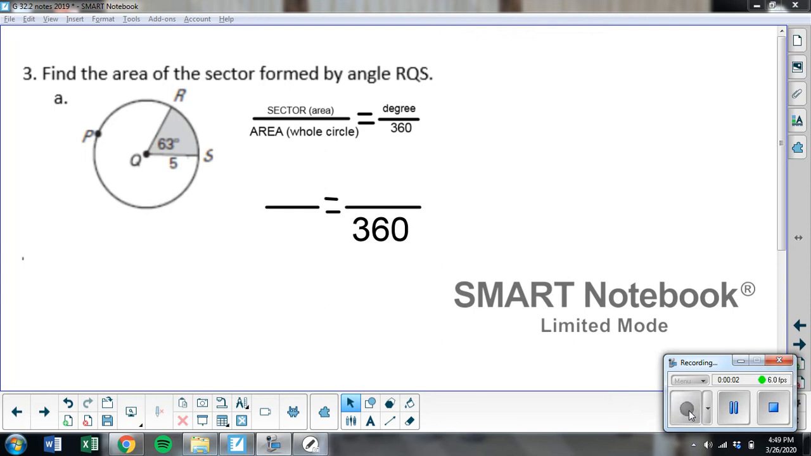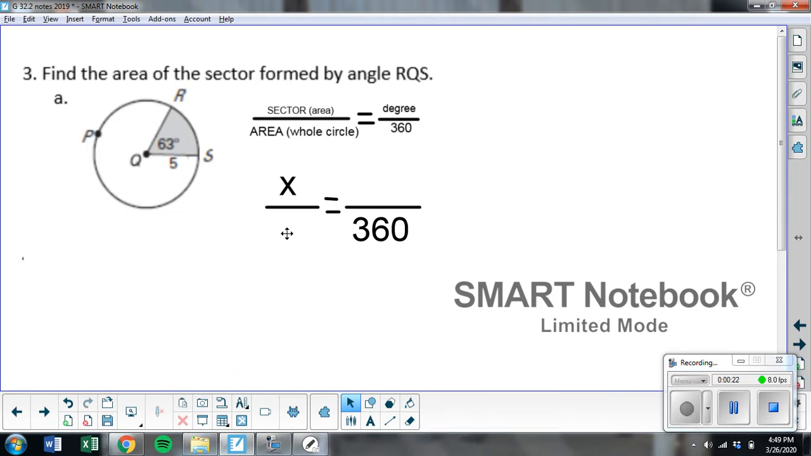This is the second part of the 32-2 notes. We're on number 3. It says, find the area of the sector formed by angle RQS. It's already been shaded in, so I don't want the outside. I want to know how much area is in this slice. So that's going to be X right here. That's my sector. That's what I want to know.